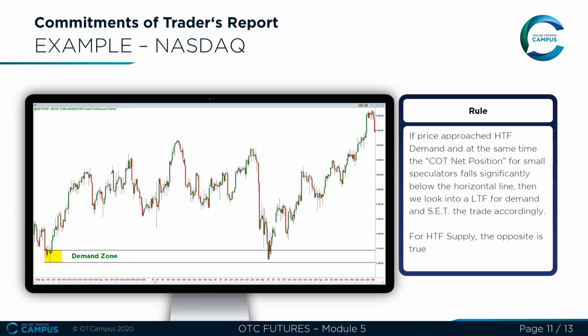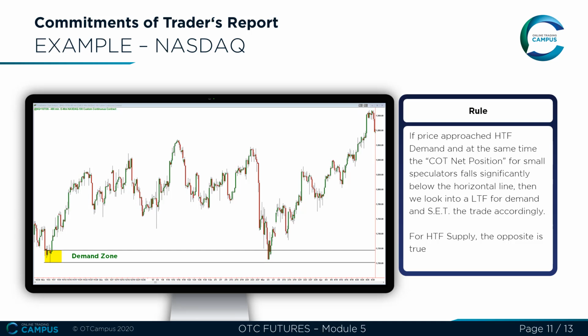We can use this information off of the higher time frame to do what? To go down to the lower time frame and look for high quality setups. Here we can see the same snapshot we had earlier on the Nasdaq weekly chart. Price was hitting a higher time frame demand zone, and at the same time the COT net position was decreasing in value. So more short positions are being held. Once this is noticed, we go down to the lower time frame, in this case the 480-minute chart, and what do we do? We look for high quality demand zones and we look to place our stop loss, entry and target on this demand zone in order to take advantage of the price reversal.